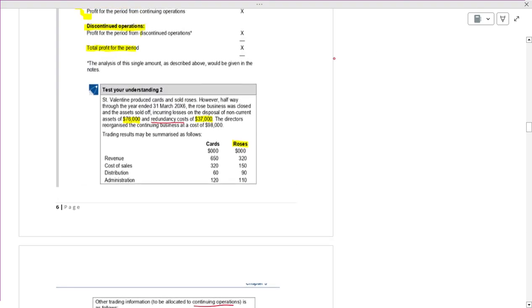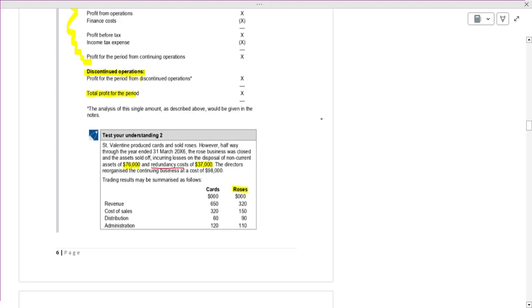This is where now what we have to do. We have to remove roses and we have to take only cards. The roses thing we have to show separately. Please write down separately.